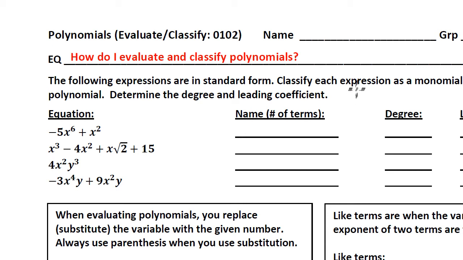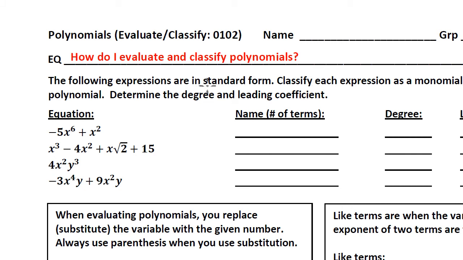So open up your flip book to that section. I believe it might be the back flap, but I'm not sure about that. But open up that section and use that as help as you go through this worksheet. First section says the following expressions are in standard form.